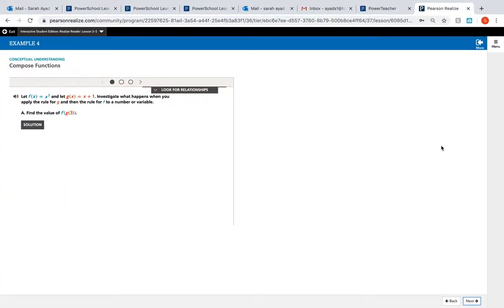So today we are going to finish up section 5-5. As you know, we left off on example 4 in our notes. So make sure you're on example 4 in your notes.